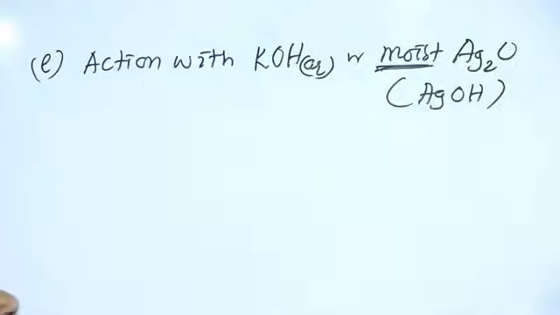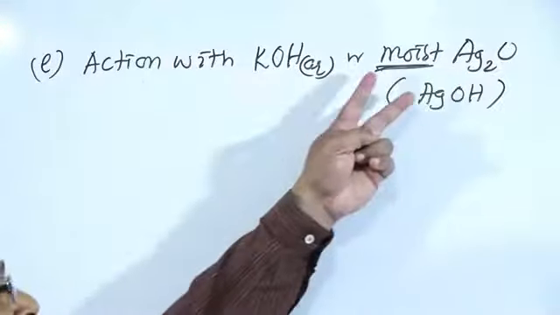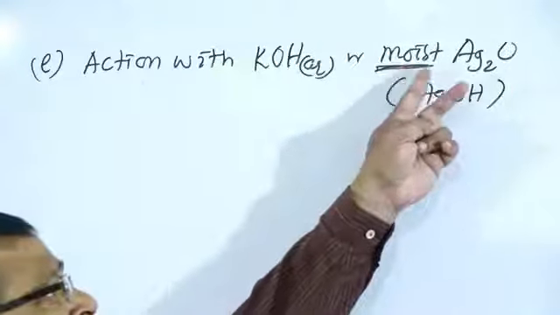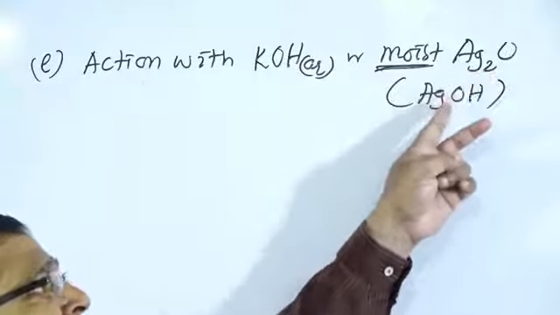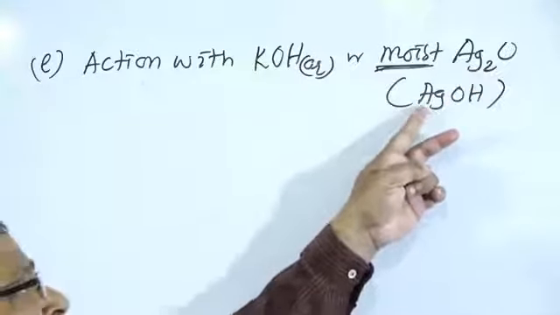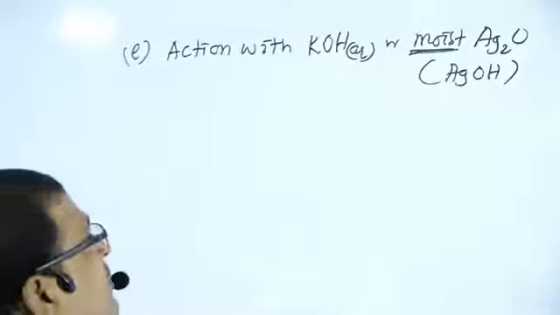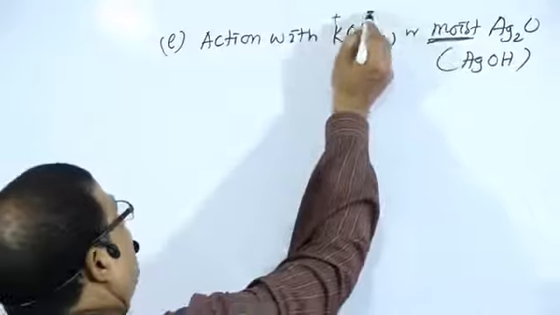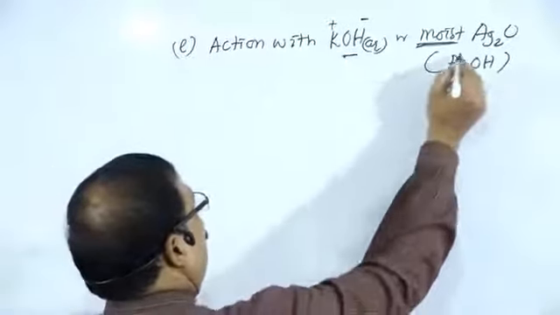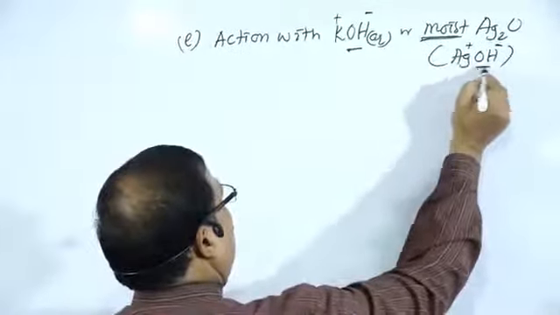In the dry condition, there will be formation of ether. But in the moist condition, means water is there, silver oxide combines to form AgOH, Ag plus OH minus. The nucleophile is OH minus. KOH aqueous, that is K plus OH minus, and AgOH, Ag plus OH minus, will act as nucleophile.